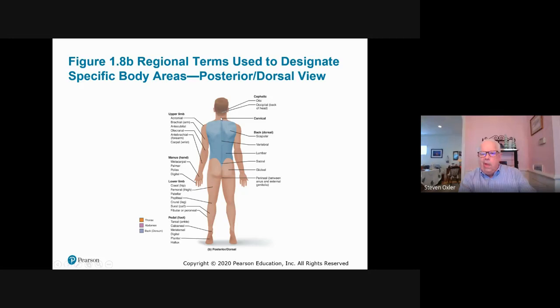Cervical area is the same. Now that you're in the back of the person, you now have the shoulder blade, which is the scapular. You also have the spine, which is known as the vertebral area. The spine is divided into the vertebral area, the lumbar area, and the sacral area. And what you're sitting on right now is your gluteal area. And the other thing in your dorsal view is the perineal area. The perineal area is the area between your anus and your external genitalia. So that is the regional terms that you all should know.